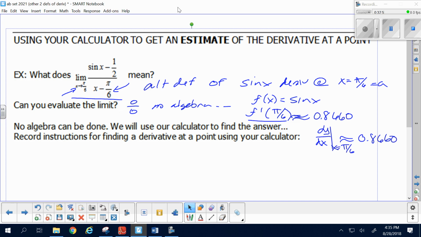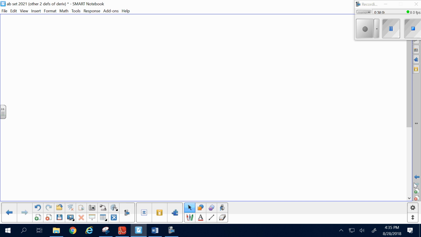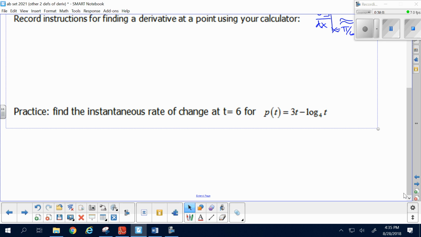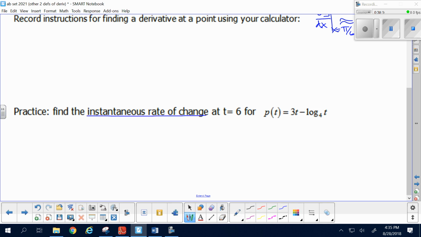Try that one on your own. Find the instantaneous rate of change at time equal pi over 6 for that function. Now, instantaneous rate of change is the verbal explanation of the derivative. Instantaneous rate of change is the derivative. So when they say instantaneous rate of change, they want the derivative. Notation-wise, you could say p prime at pi over 6. The derivative of p at pi over 6 is how that notation would read, or p prime at pi over 6.